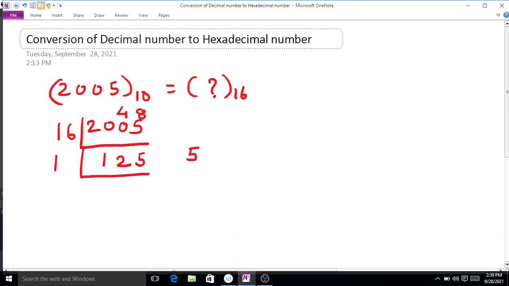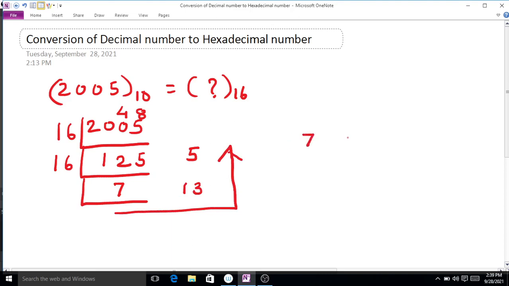Then we will divide 125 by 16. So we will get 16 sevens are 112, and remainder will be 13. So now we are going to note these remainders from bottom to top. So we will get 7, 13, 5.